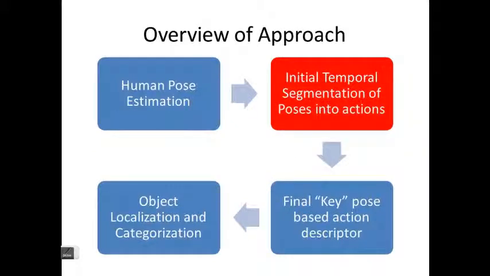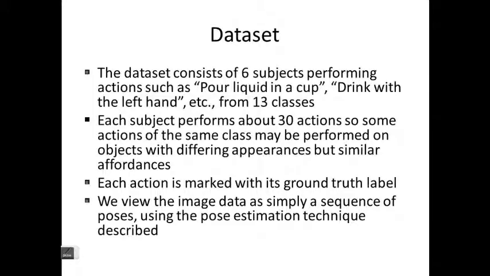So moving on, now let's look at the initial temporal segmentation of the poses into actions. I'll just describe the data set briefly here. The data set consists of 6 subjects performing different actions such as pour liquid in a cup, drink with your left hand, etc. There are a total of 13 action classes, and each subject performs about 30 actions. Naturally some actions are repeated, but they're done on different objects which have the same functionality but different appearances.